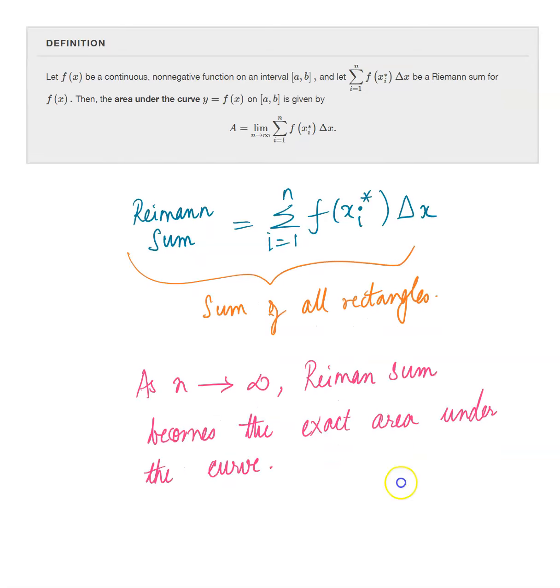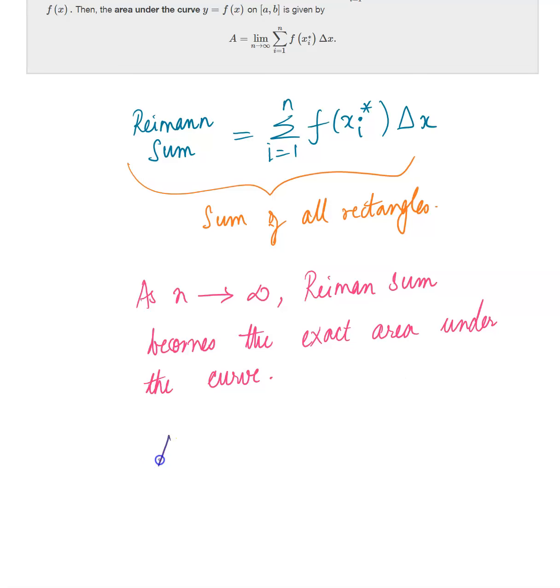Does that make sense? And so that is what we mean by A equals, this is Riemann sum, and in front of Riemann sum we take the limit as n approaches infinity. So limit of Riemann sum gives us the exact area. So limit as n approaches infinity of Riemann sum is the area under the curve. And this is amazing because it gives you the exact area because you are able to use limits to allow n to go to infinity. And this, my friends, is the birth of integration.